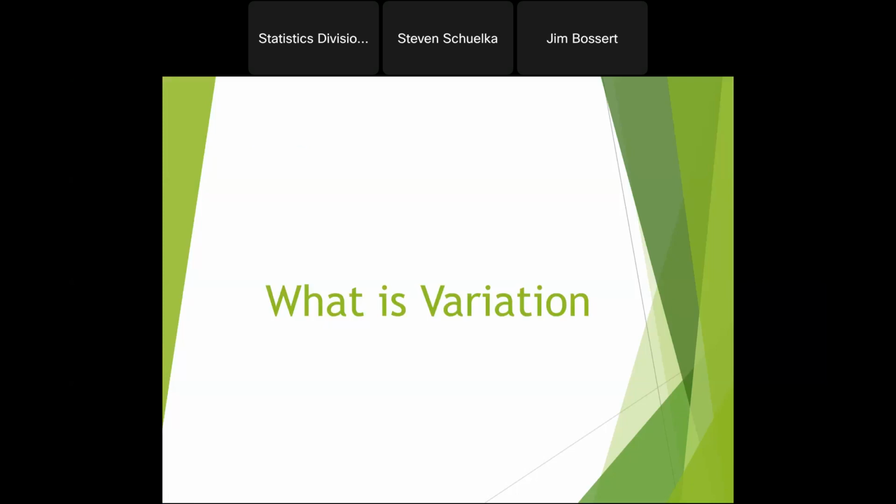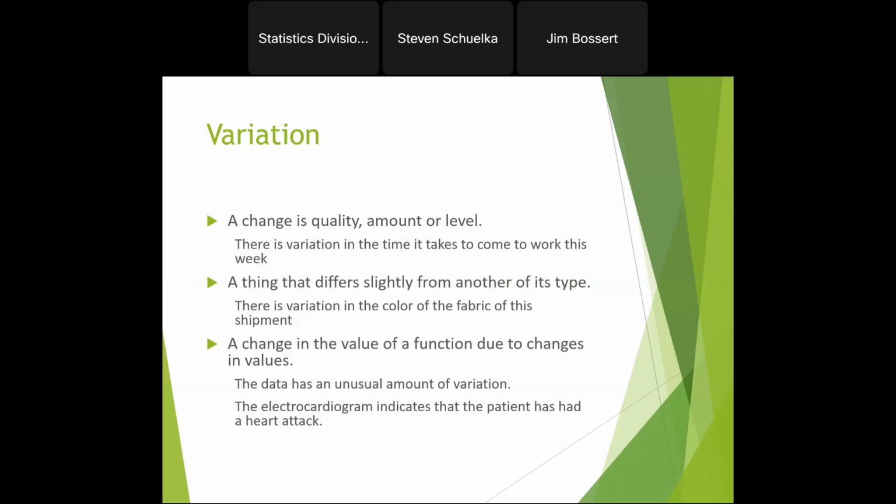So the first thing we want to talk about is variation. What is it? Well, the simple one for most of us that are working in quality is basically it's a change in something that's happened, whether it's amount, level, or the quality of a product. And I'm sure we have all bought products and said, well, gee, it seemed to be much better the last time we were there. There's variation all the time.